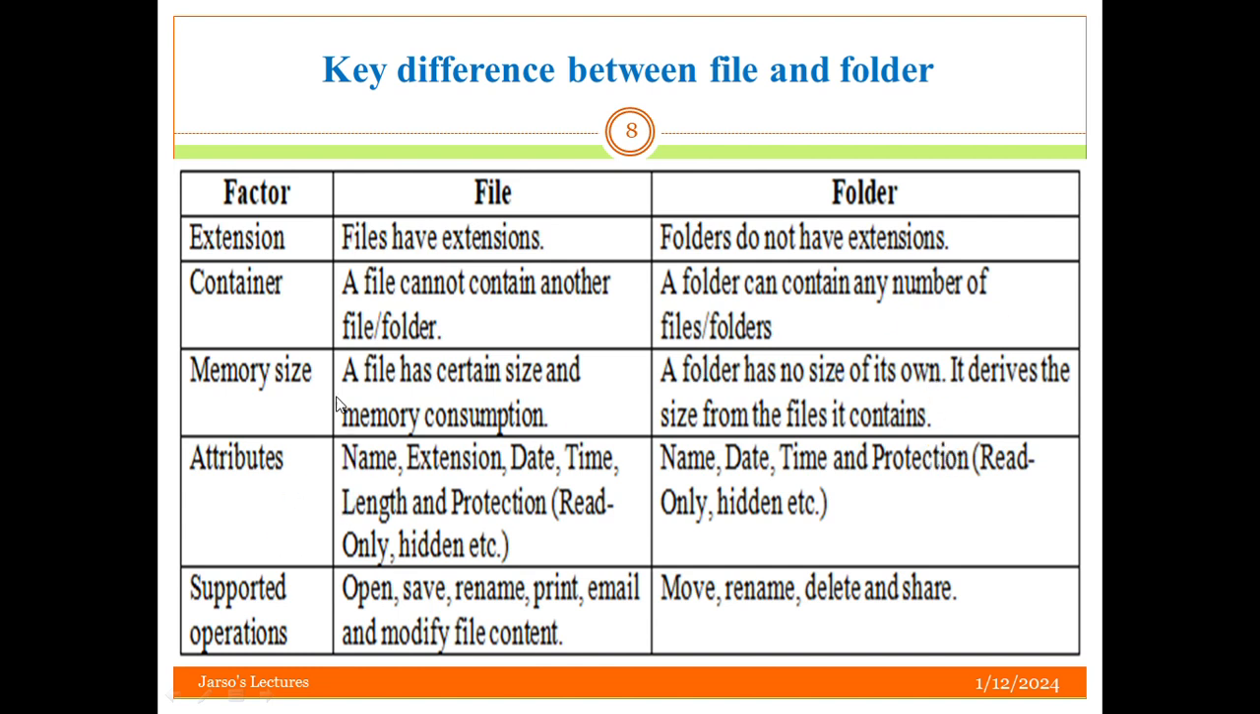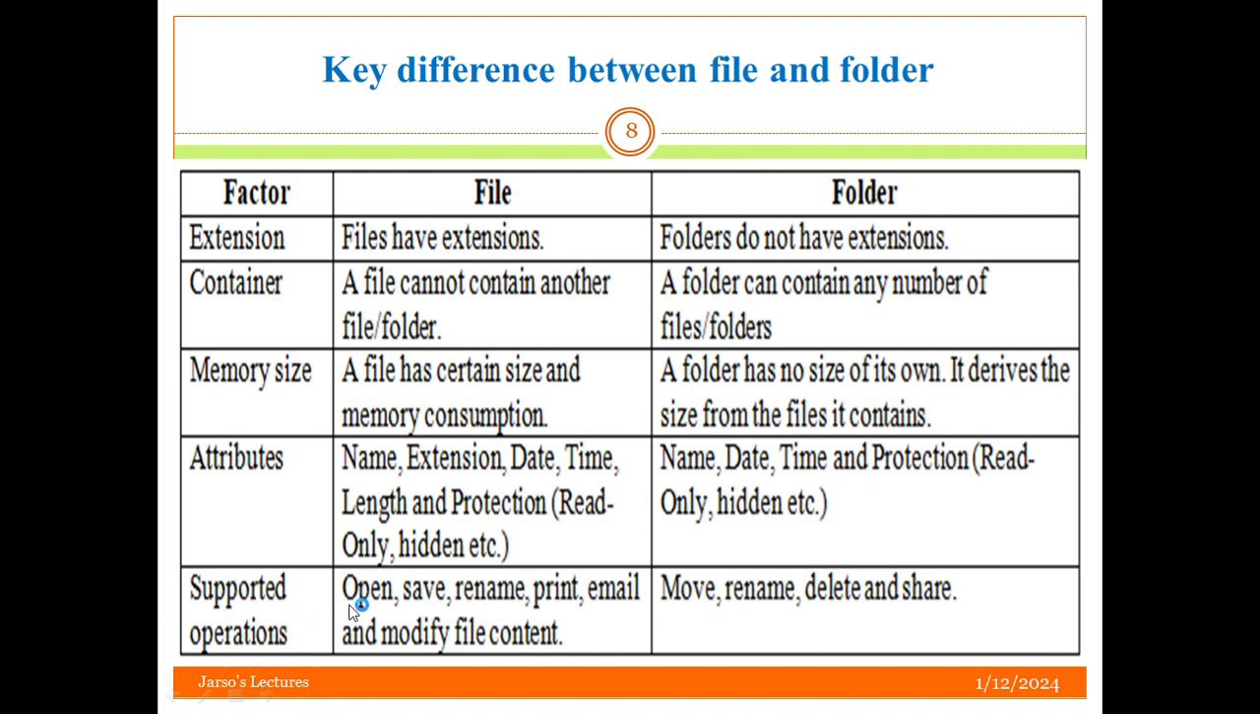This is the point. Attributes: a file can have name, extension, date, time, length, and protections; it can be read only or hidden. Those attributes include name, extension, date created, time, length, protections, like that. Likewise, a folder can also have name, date, time, and protection.